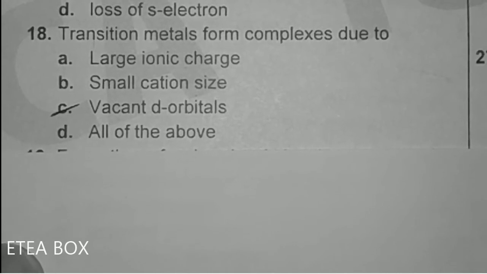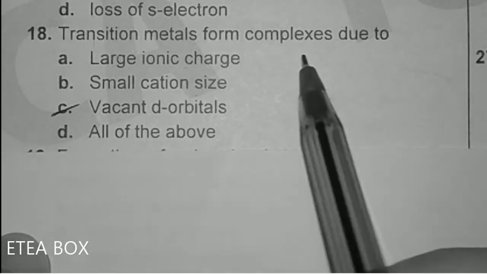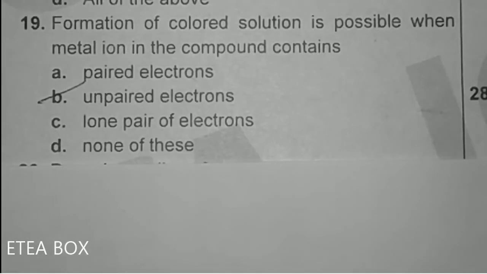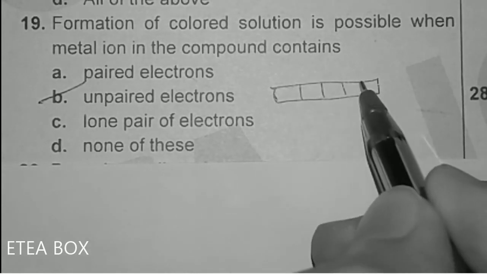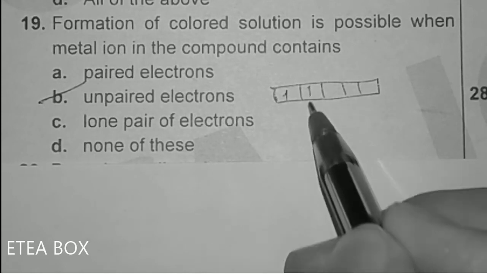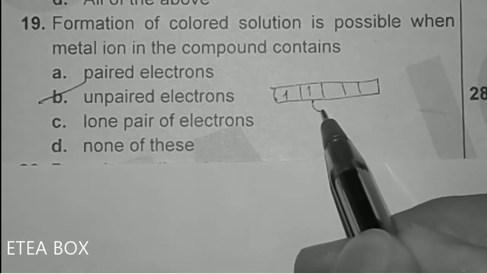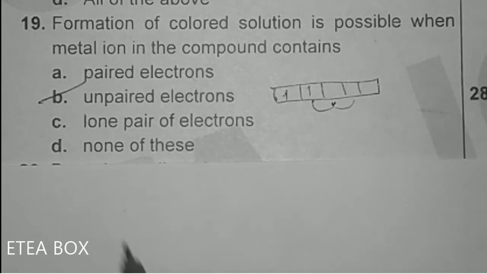When the other ligands donate the lone pair, it accepts it because it has the vacant d orbital, and thus it forms complexes. Formation of a colored solution is possible when the metal ion in the compound contains unpaired electrons. Look, this is the d subshell. When it has unpaired electrons, it can easily make a transition from one orbital to another, and it will give the colored solution. That's why here option B is correct.